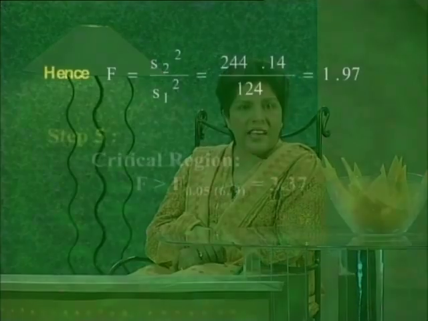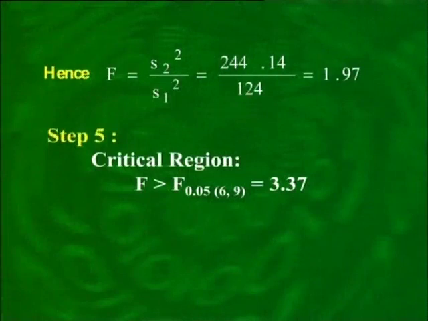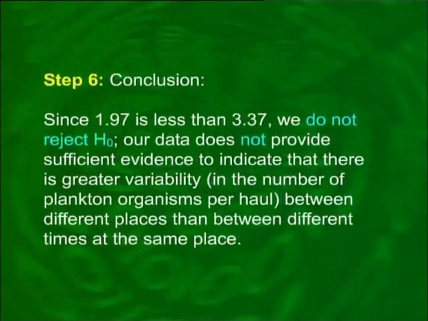Now in this problem the number of observations for the second series was 7 and the number of observations for the first series was 10. Therefore, N2 minus 1 is equal to 7 minus 1, and N1 minus 1 is equal to 10 minus 1. And therefore, students, looking at the area table of the F distribution, the one that is for 5% area to the right of our value, we obtain, as you now see on the slide, F 0.05 comma 6 comma 9 is equal to 3.37. The last step, of course, is the conclusion.